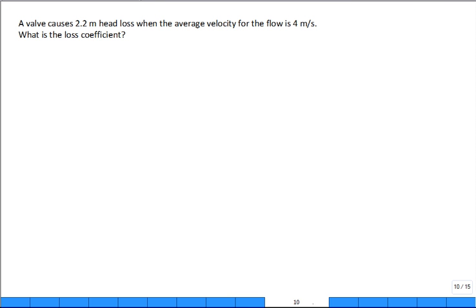A valve causes 2.2 meters head loss. So head loss is equal to 2.2 meters. Is that delta P_L or h_L? h_L, because look at the units, meters. When the average velocity of the flow, V, is equal to 4 meters per second. What is the loss coefficient, K sub L? I'll pause and let you work on that.